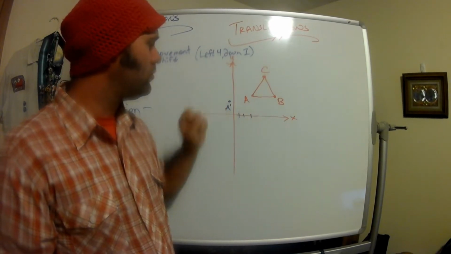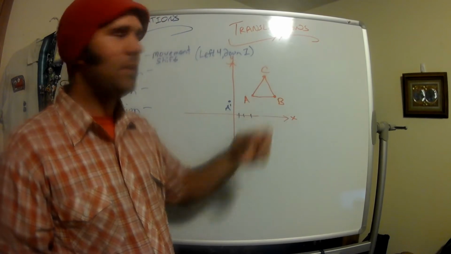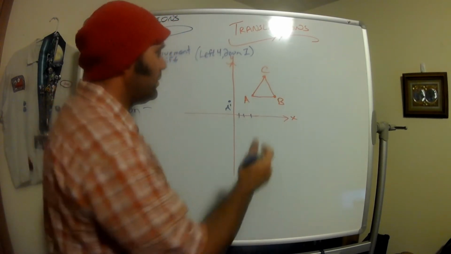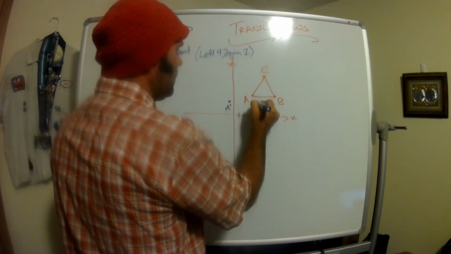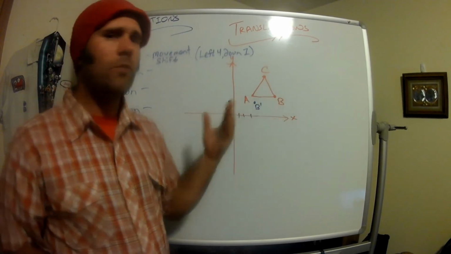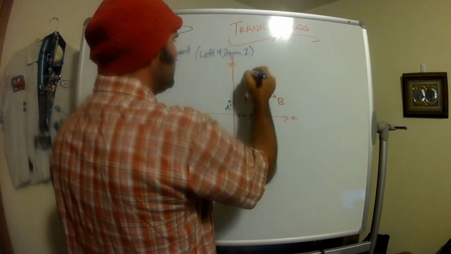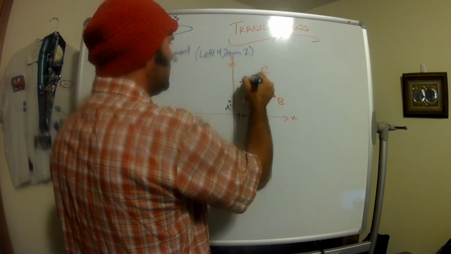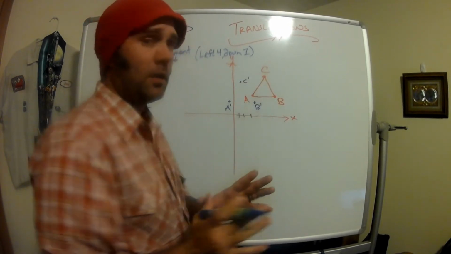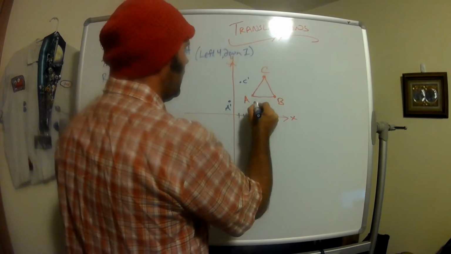It's a new shape. B, let's say we want to move it left 4 and down 1 as well. We want to do that to all the points. So we're going to go left 4, down 1, and there's B prime. And then we need to move C left 4 and down 1, and there's C prime. And if we did it correctly, we should get a new shape.